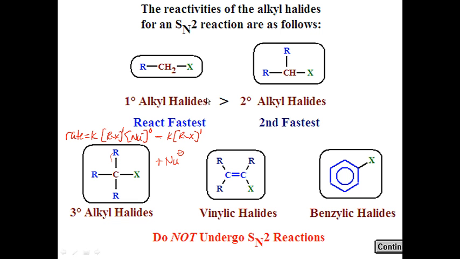But just accept the fact that these two both followed a rate equal to the concentration of halide to the first times nucleophile to the first, but the tertiary halides changed their rate equation and therefore didn't undergo SN2. Now let's go back to our mechanism. Is this backside attack of the nucleophile onto the electrophilic carbon consistent with the observation that primaries react faster than secondaries?